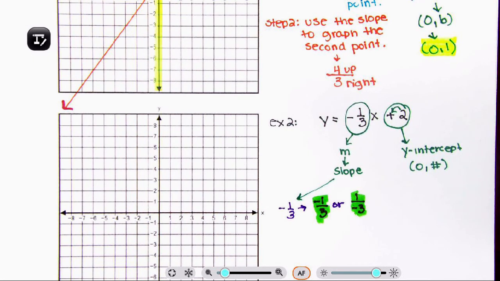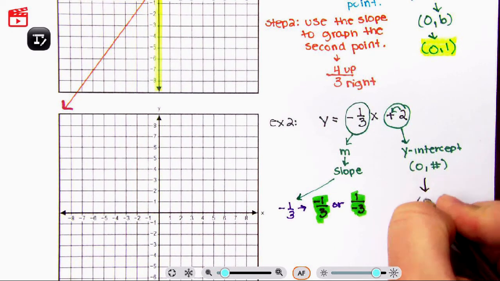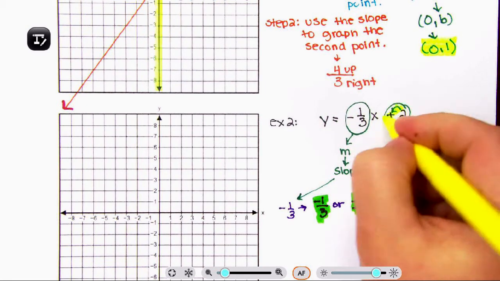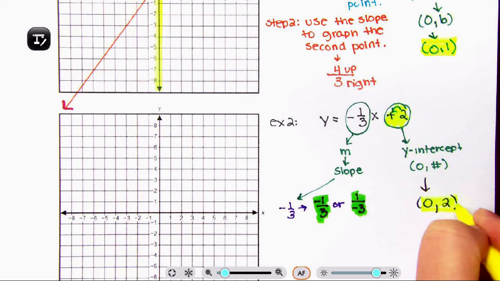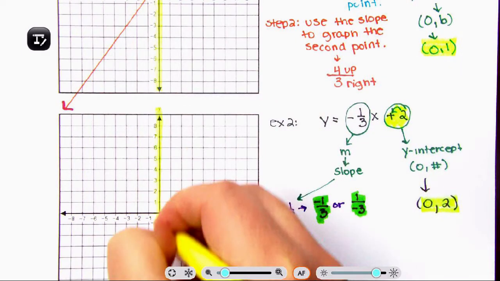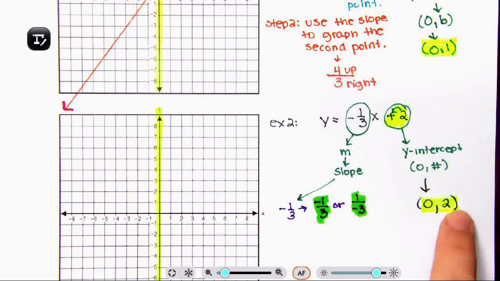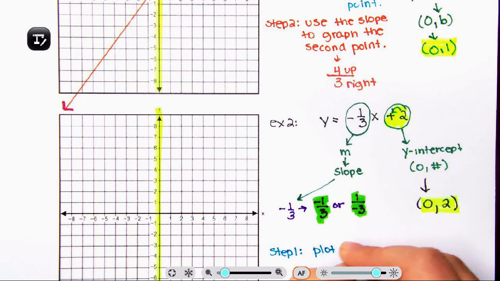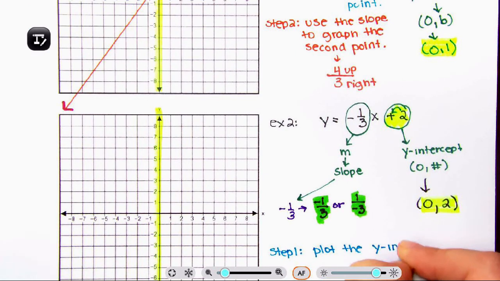And then we have our y-intercept. So y-intercept, let's see here. 0, number. So 0, what's our number? Our number is positive 2. So again, this is your y-intercept. Y-intercept is a point on the y-axis. So we're going to take 2 and put it on our y-axis. So step number 1, you're going to plot the y-intercept point.